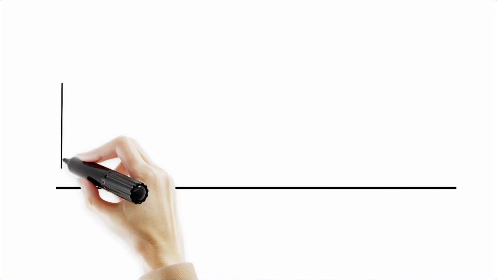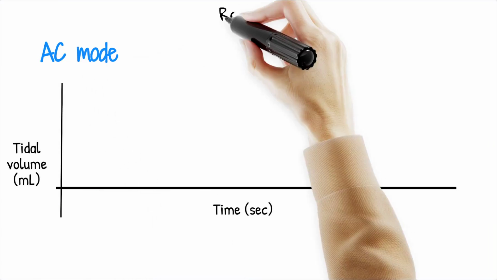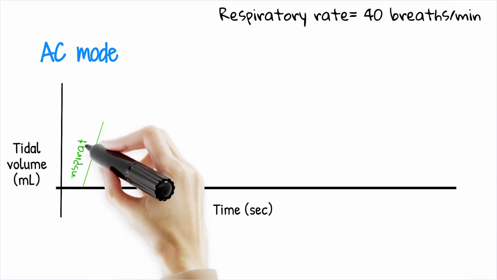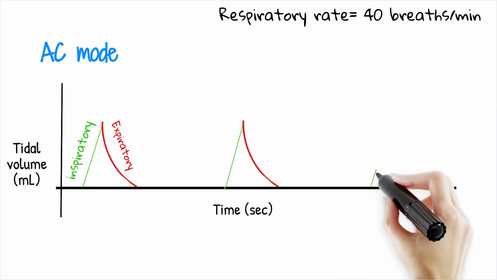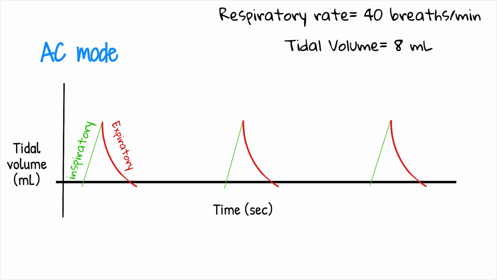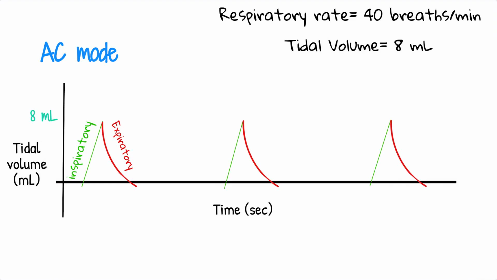Suppose we set a newborn patient on the AC mode and we set the respiratory rate to 40 breaths per minute. That means that if you do 60 seconds divided by 40 breaths in a minute, the baby will receive a breath every 1.5 seconds. In this example, the baby is not attempting a breath, but every 1.5 seconds a fixed volume will be delivered regardless. Here we have set a mandatory volume of 8 milliliters, so every time we breathe, there will be a volume of 8 milliliters being delivered.